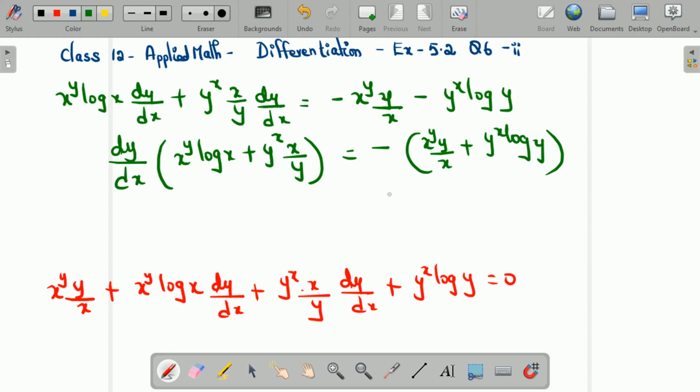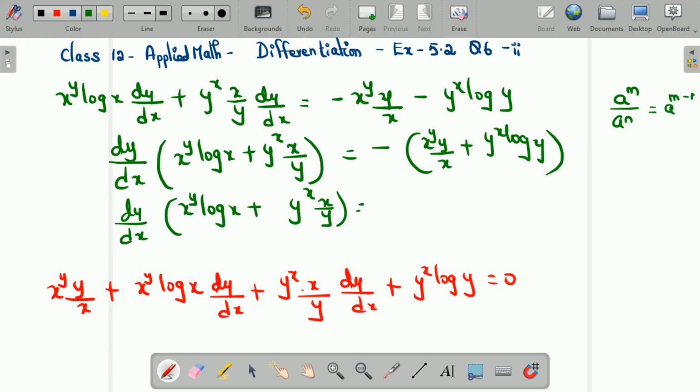Now that it is done, we'll try to simplify as much as possible before we write out the final answer. So this is dy/dx into (x^y log x + y^x x/y). Now if you see y^x by y, I'm going to simplify in the next term. For that, let's remember the property a^m / a^n is a^(m-n). So let's try doing it in this side first. So minus of, here x^y / x can be written as x^(y-1) into y. Now plus y^x log y.